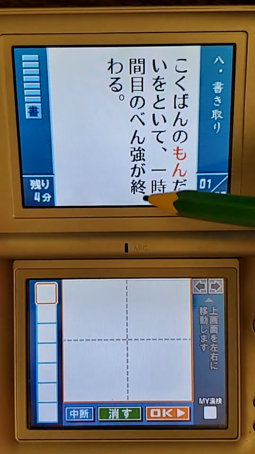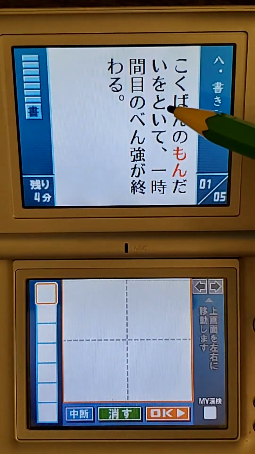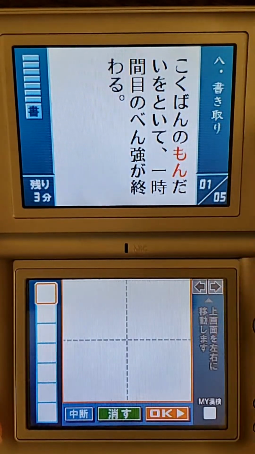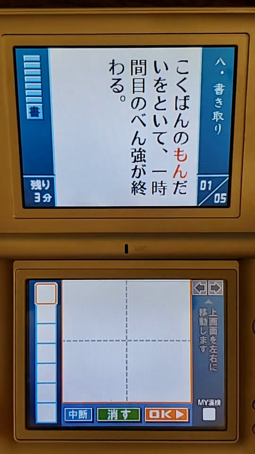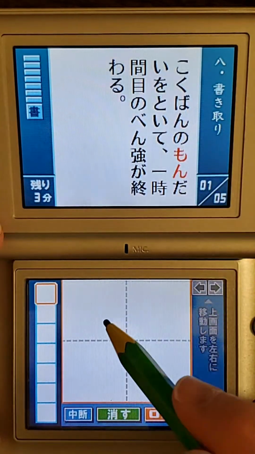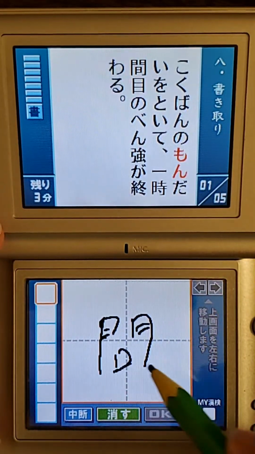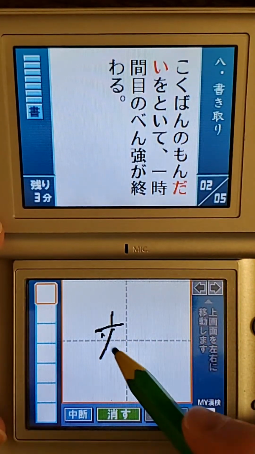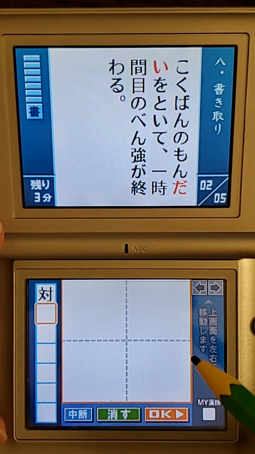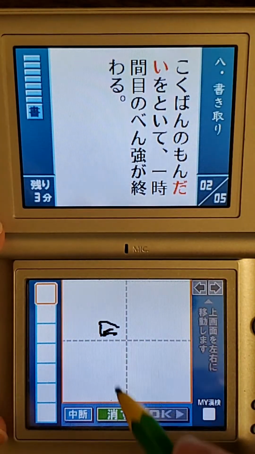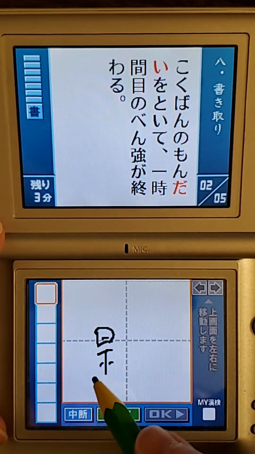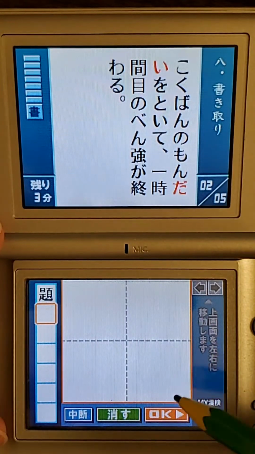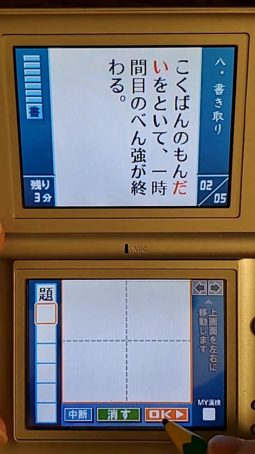1時間目 no benkyou ga owaru. And the first period of study is over. So let me make this a little bit straighter there. No mondai. So mondai. No, that's not it. It's kind of ugly there, kind of all over the place, but it knows what I'm writing.